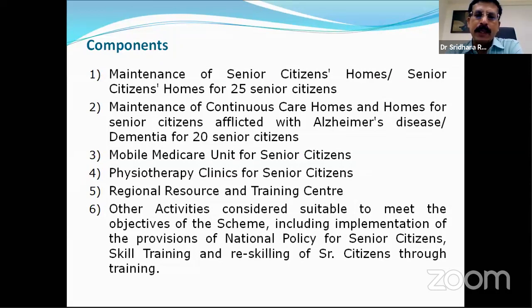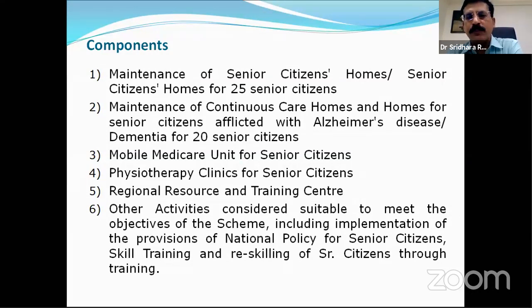And the mobile Medicare units. Under this scheme and the National Action Plan for senior citizens, which is a 5-year action plan, under the state action plan, any organizations or NGOs interested in running these mobile Medicare units can run them. We give 90% of the financial support.